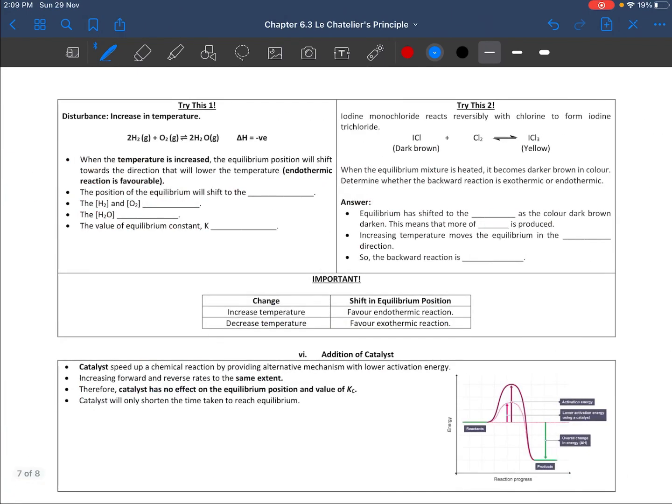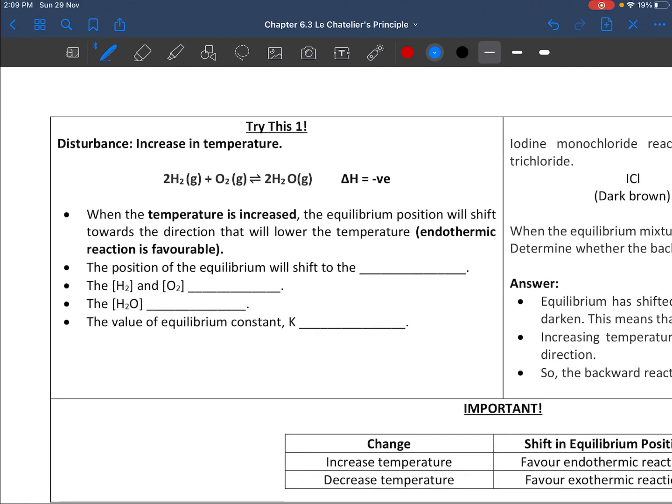Okay, and then saya ada try this one dengan try this two. Okay, untuk jawapan yang ini saya nak kamu pause dulu this video and then cuba buat. Okay, so pause dulu and then cuba buat. Okay, so saya continue lah jawapan dia. Okay, you can check your answer.